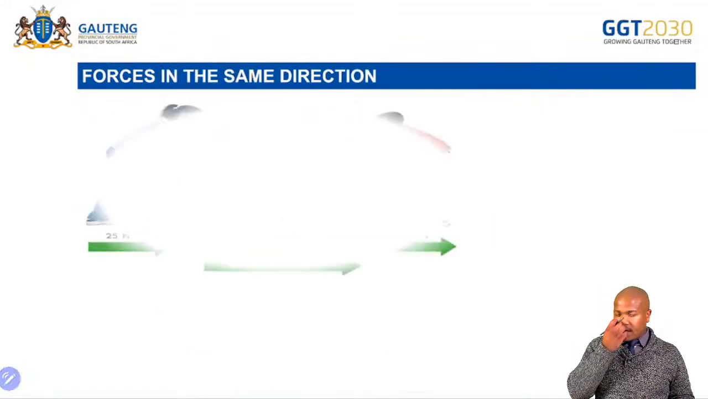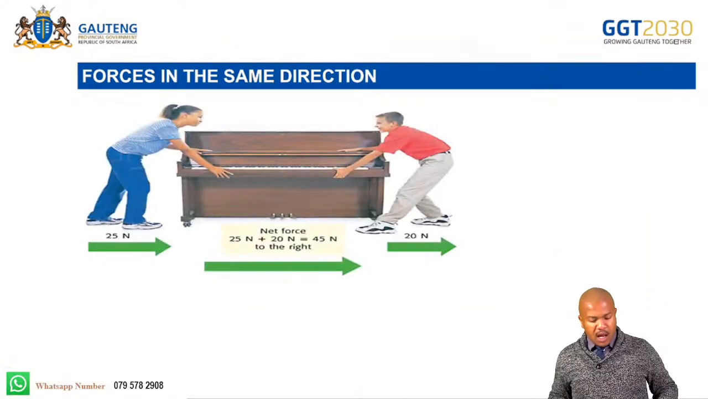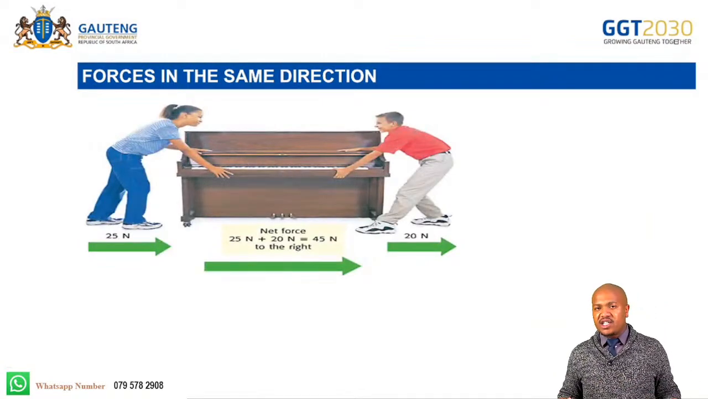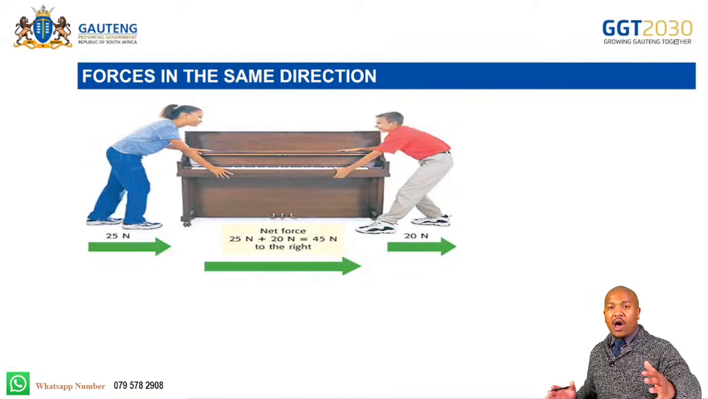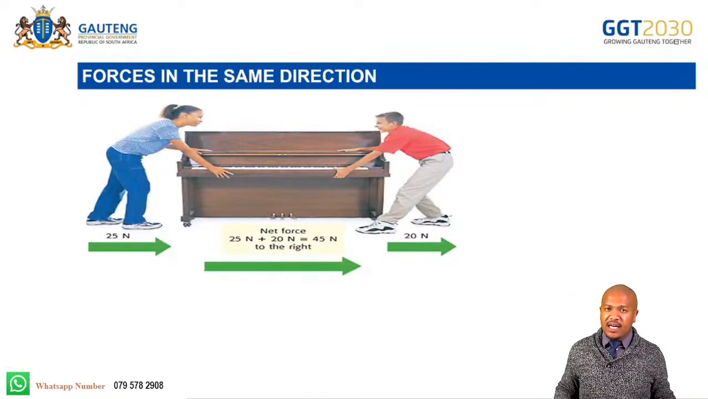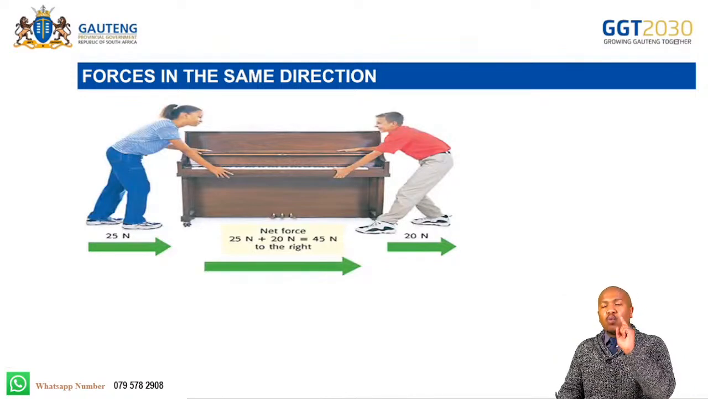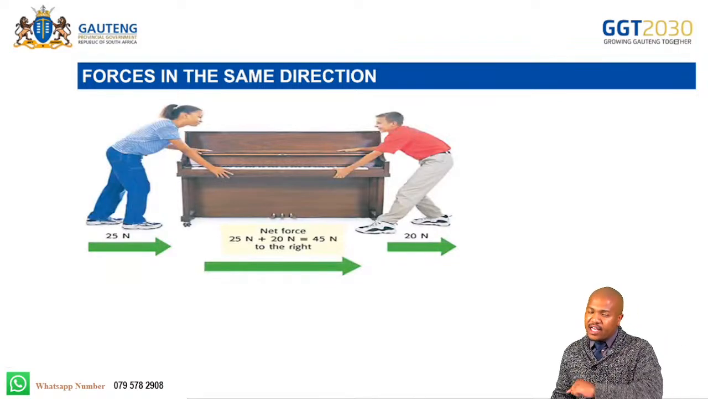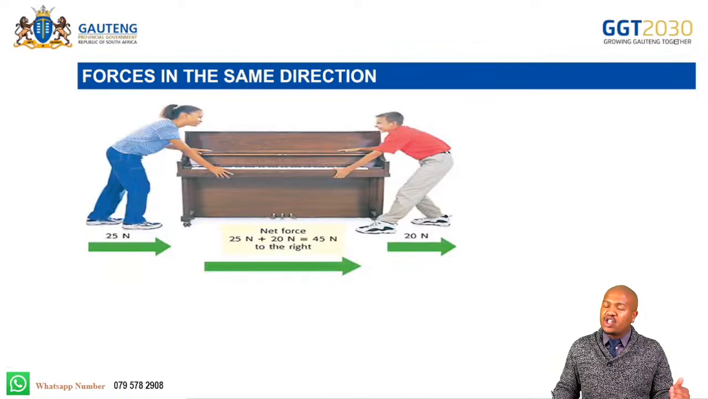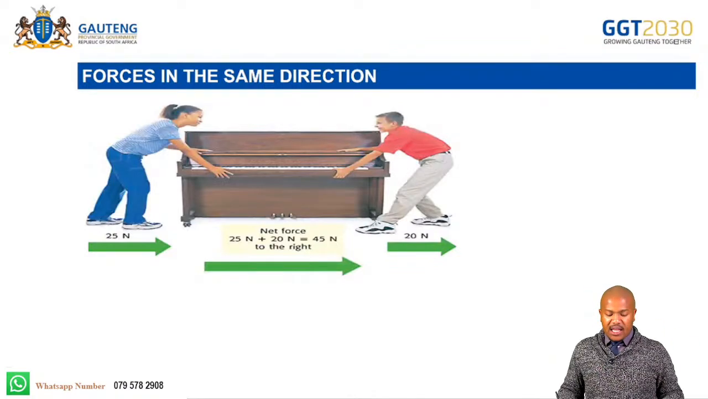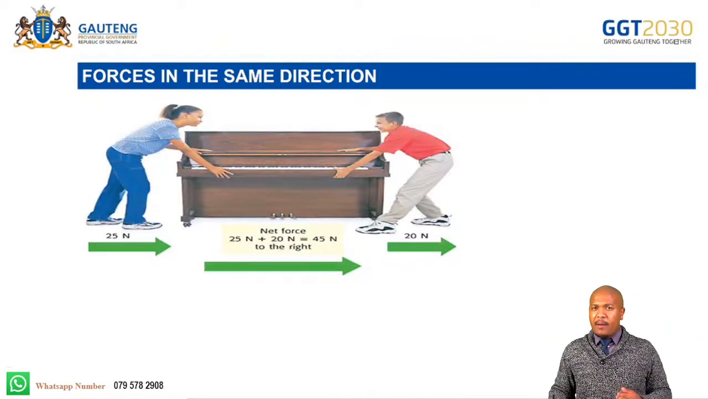Now, let's look at more examples. We have these two teenagers here trying to push the piano around. Probably they're doing some spring cleaning, but they're trying to move the piano around the house. So what is happening here? They are moving it in the same direction. They are working together towards the same direction. One is pushing the piano, the other is pulling the piano, but they are all going in the same direction.